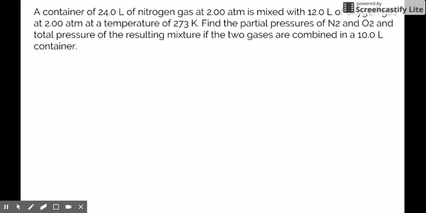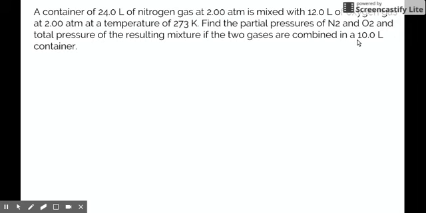Okay, so in the previous video, I gave you a challenge to solve this particular problem in which you're given the initial volume and initial pressure of nitrogen gas, and the initial volume and pressure of oxygen gas, both at 273 Kelvin. Then you mix them in a 10-liter container. What's going to be the new partial pressure of O2 and N2 and the total pressure of the mixture once you put them all in a 10-liter container?